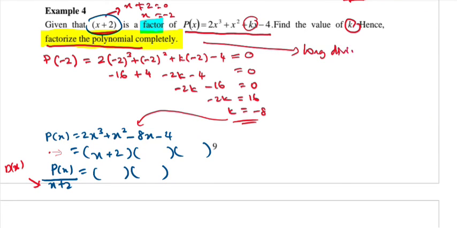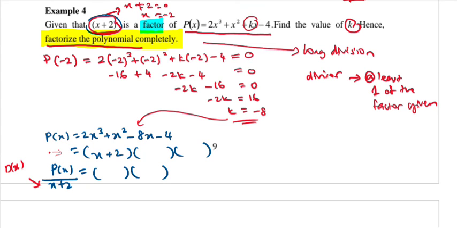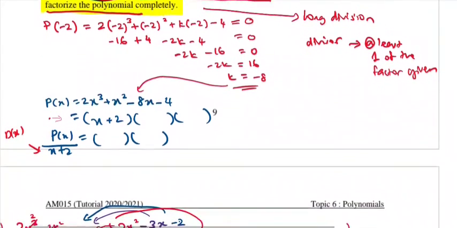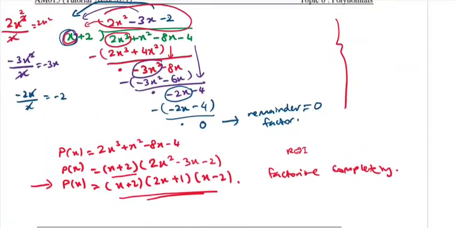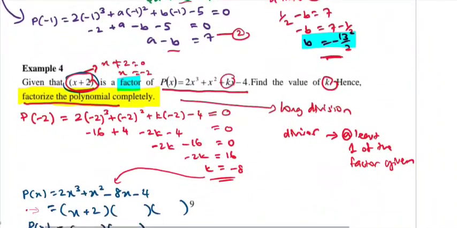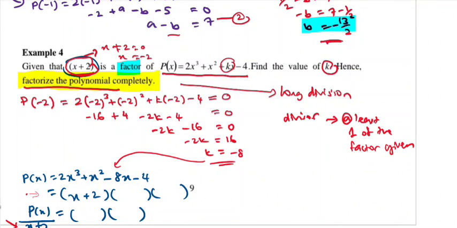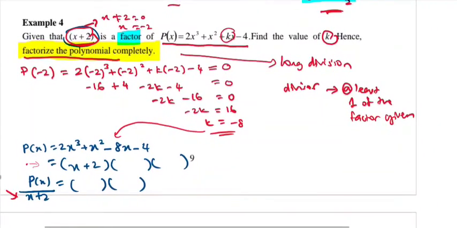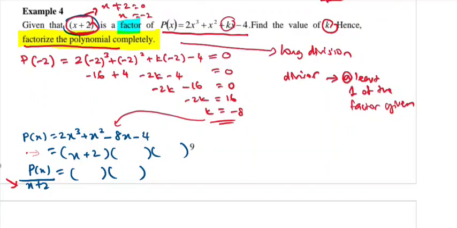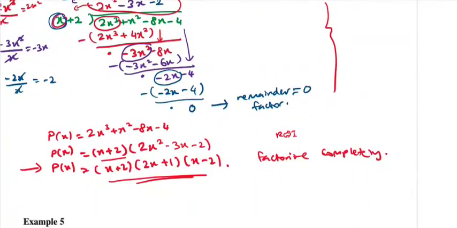And what should be your divisor? Your divisor should be at least one of the factors given. Like in this question, the factor given is x plus 2. There's only one factor given. So we just use that one factor as our divisor. But let's say if they have given us 2 factors, then you can choose either one factor, or you can also expand those 2 factors and then divide with that expanded factor.